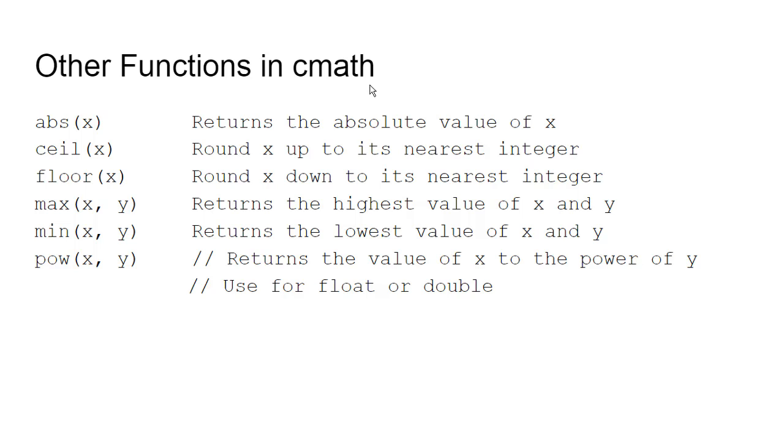The cmath header file defines other functions, so this is only a small subset of it. These are the ones that are more likely to be used in introductory programming: absolute value, ceiling, floor, which round x to integers, the max of 2 numbers, the min of 2 numbers, and power, raising x to the power of y.